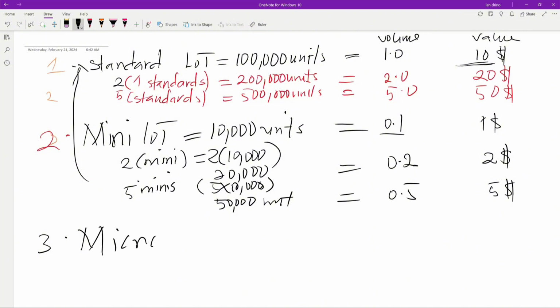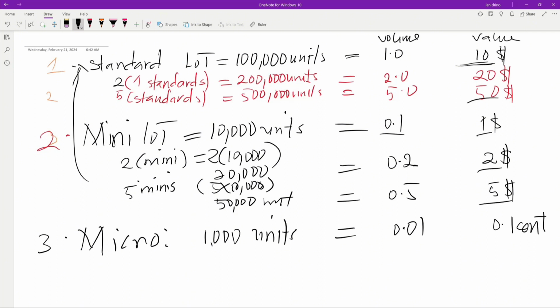Okay, so the last category is going to be the micro. In the financial world, we actually consider the micro the smallest because we really don't trade the nanos, even though the nanos are very small, just 100 units of base currency. Now, a micro is equivalent to 1,000 units of base currency. Now, what is the trading volume? 0.01. What is the value per pip? 1 cent. Okay, I am going to teach you how all of these values are gotten. Don't worry, I will teach you all of this.